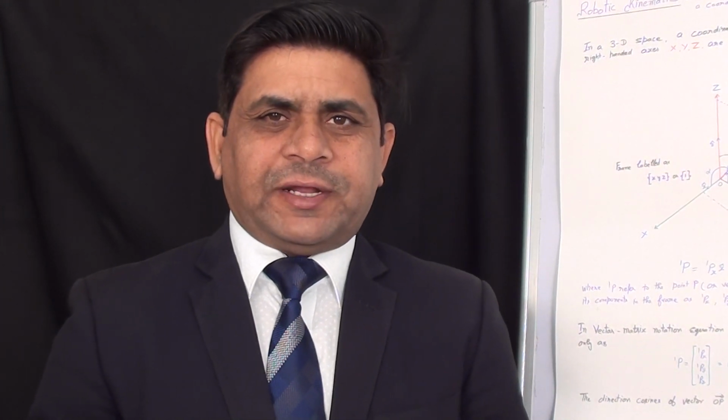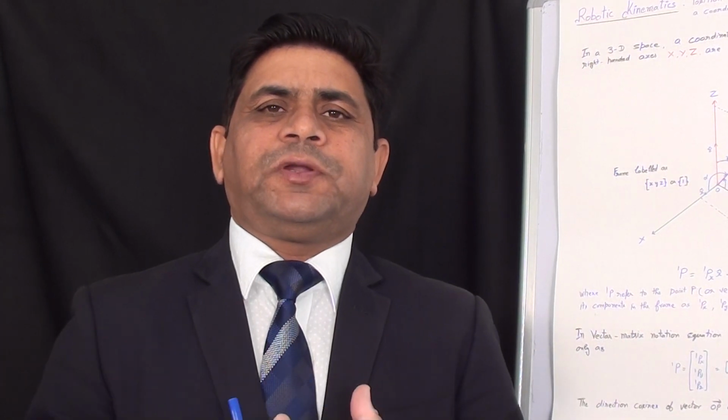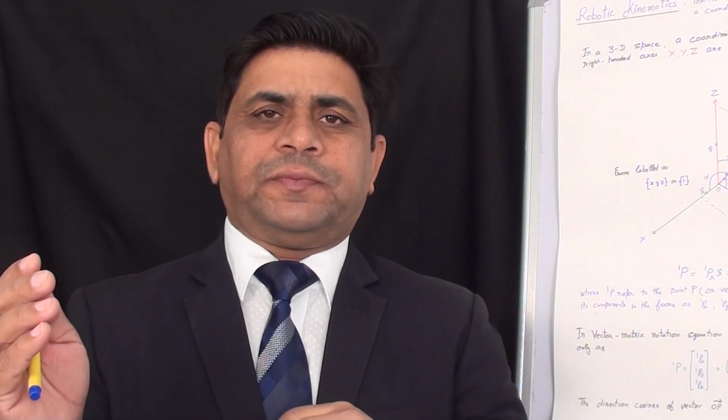Dear friends, we are concerned with the robot kinematics. We know that the robot manipulator is made up of various links and joints. In order to find out the kinematics of the manipulator, it is very important to understand the relationship between one link and another link.